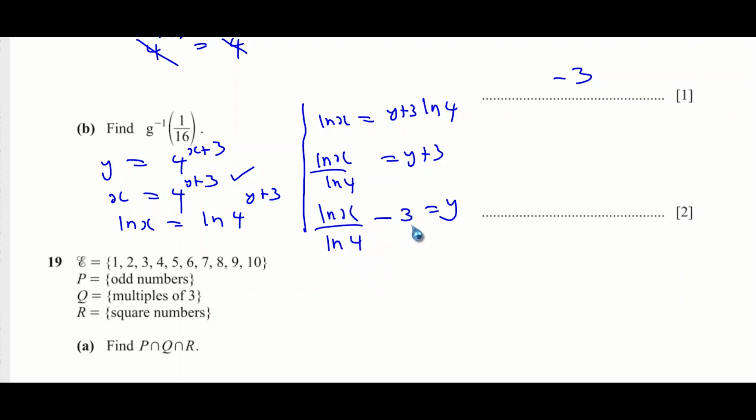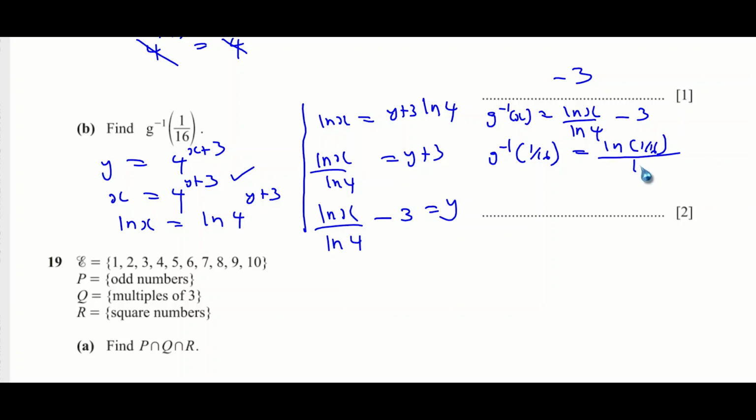Okay, so this is the g inverse now. So y is the g inverse. So I can say g inverse of x is equal to ln x over ln 4 minus 3. So g inverse of 1 over 16 will now be equal to ln 1 over 16 over ln 4 minus 3. If you input this into your calculator, you should get negative 5 straight away.